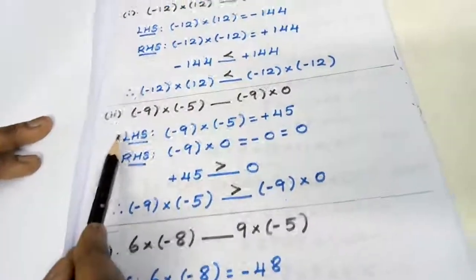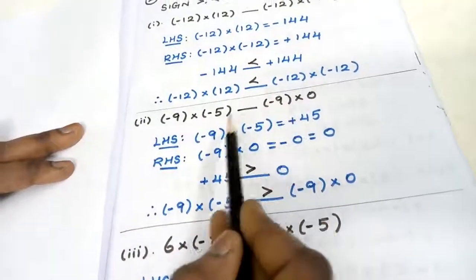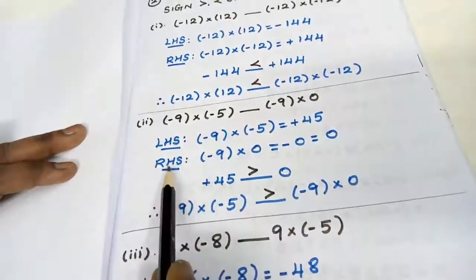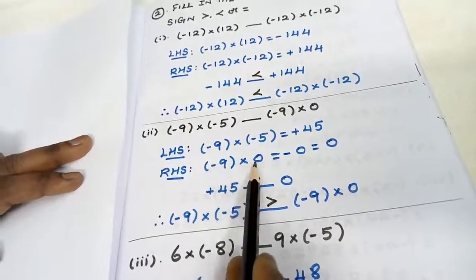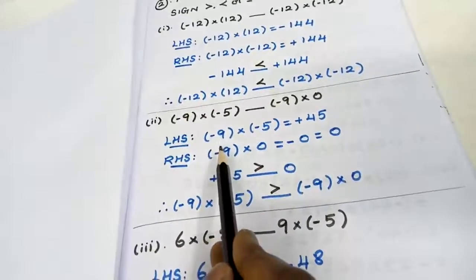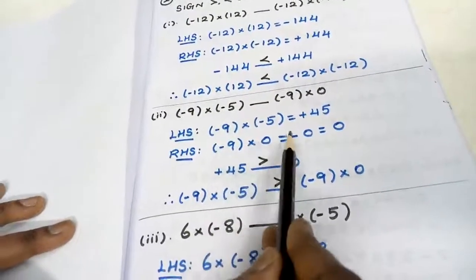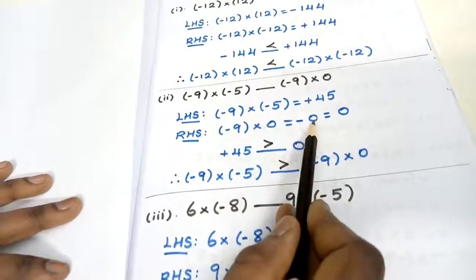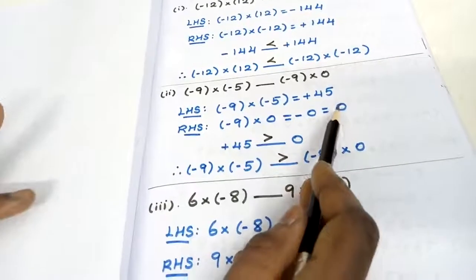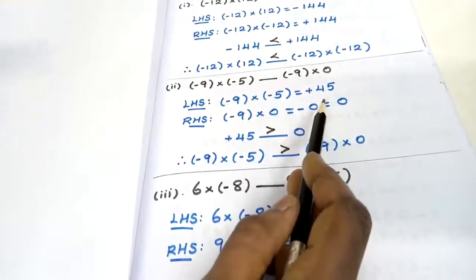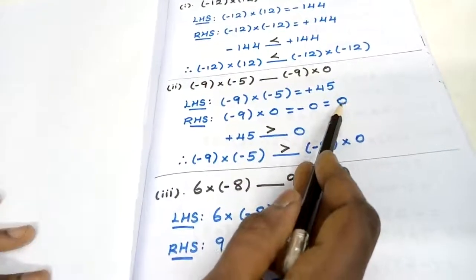Coming to the second question. On the left hand side I take the value here: minus into minus is plus, 9 fives are 45. On the right hand side, minus into 0: any value into 0 is going to be 0, but I told you that you must calculate the sign, so I am doing the calculation for you. Minus into plus is minus, 9 into 0 is 0. The speciality of 0 is that minus 0 and plus 0 are both the same. So I write it simply as 0. By default you have it as positive 0. Even negative 0 is considered to be positive 0.